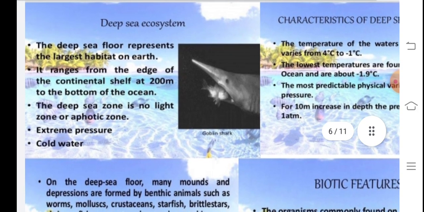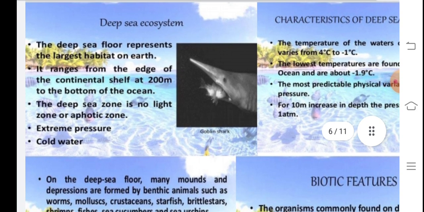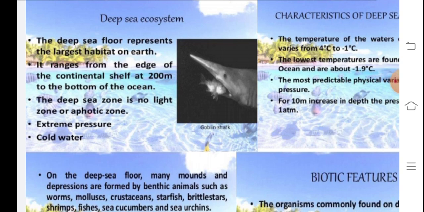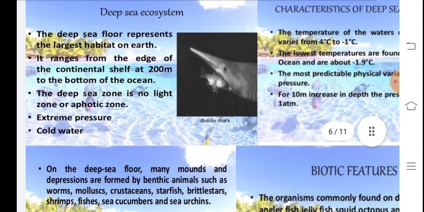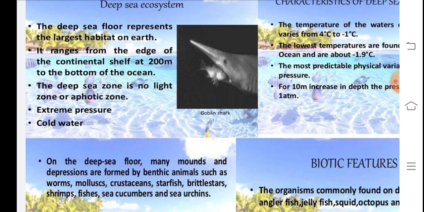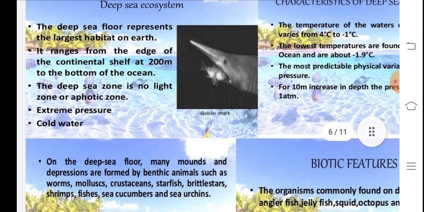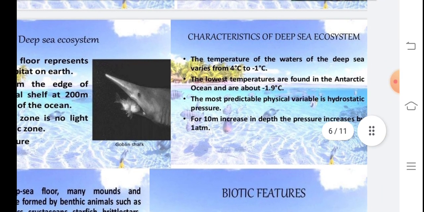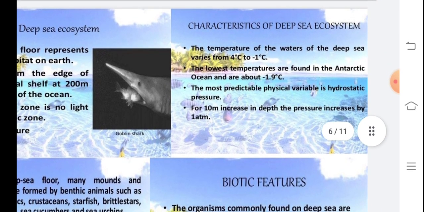The deep sea ecosystem represents the habitat on the earth from about 200 meters to the bottom of the ocean. Right, the deep sea zone is also called the aphotic zone. Aphotic means where light is not reaching. Then extreme pressure and cold water are present. There are certain examples. Mostly the deep sea ocean is there.